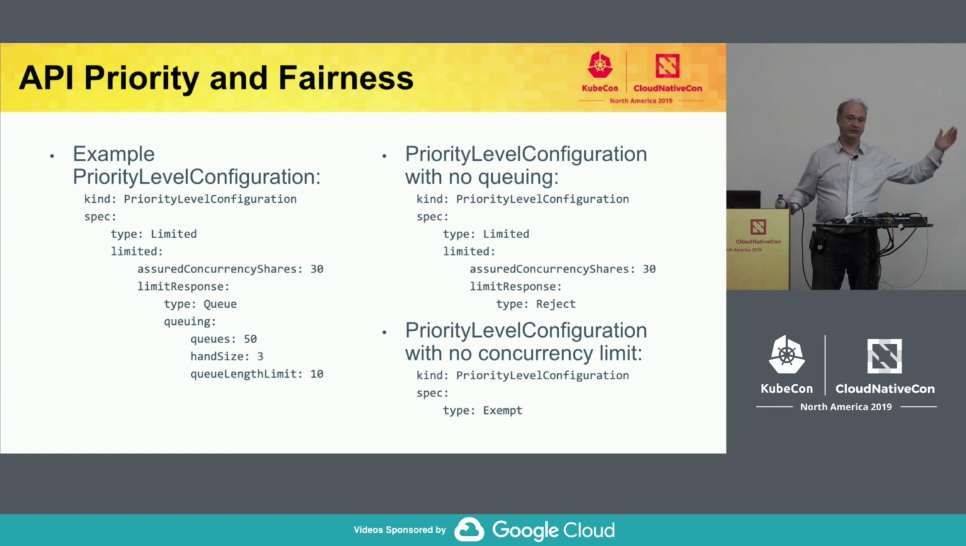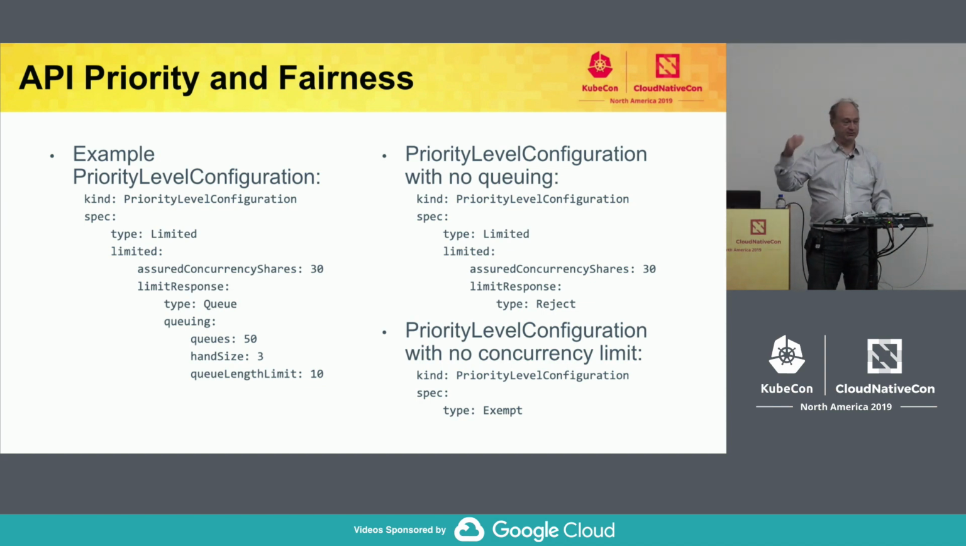Now let's look at the left-hand side of the screen, a more complex example where we're doing queuing. We still have the same parameters for the concurrency limit, but we've now also got queuing parameters. We've got a number of queues. We've got a hand size. That's the shuffle sharding. The metaphor is you shuffle a deck and deal a certain number of cards, which is a number of queues. Then we pick the queue that has the shortest length to put the new request in.